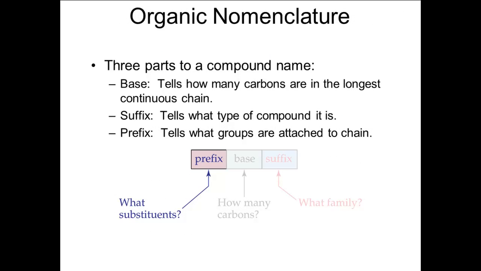The final piece of our nomenclature is the prefix, which tells us what substituents, groups attached to the longest chain, are present in the molecule and where they are.